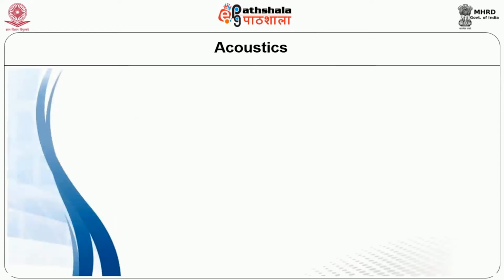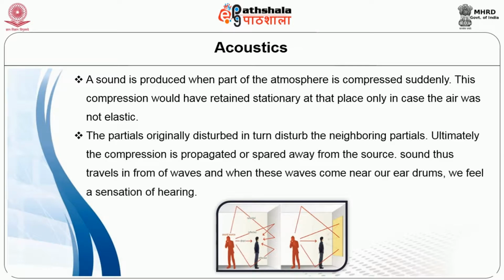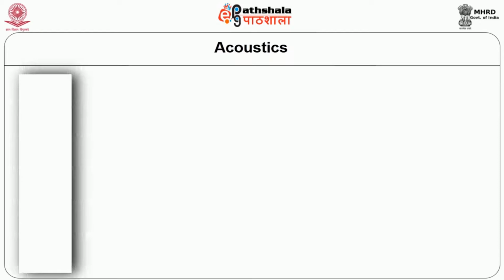Sound is produced when part of the atmosphere is compressed suddenly. This compression would have remained stationary at that place only if air were not elastic. But due to the elasticity of air, the particles originally disturbed in turn disturb the neighboring particles. Ultimately, the compression is propagated or spread away from the source. Sound thus travels in the form of waves, and when these waves come near our eardrums, we feel the sensation of hearing. Following are the important facts in connection with sound.